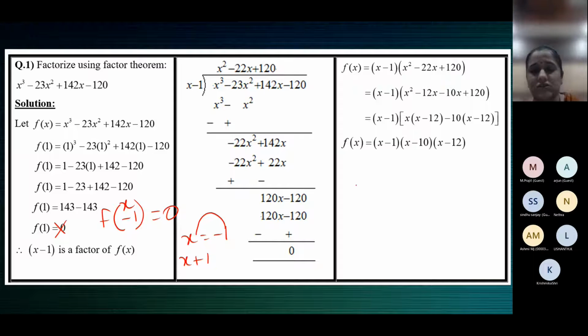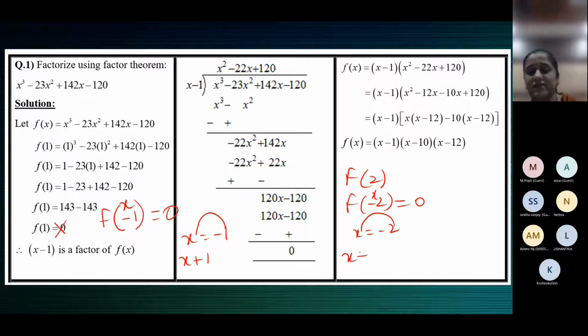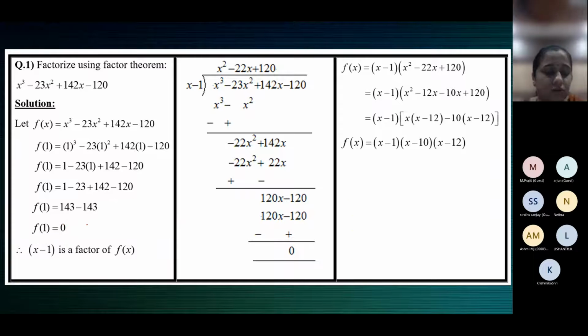Now, supposing f of minus 1 is also not 0, then try f of 2. Go ahead, f of minus 2, 3, minus 3, go on like that till you get 0 as the value. So supposing f of minus 2 is 0. So x is equal to minus 2 because in place of x, you've used minus 2. So when you take this side, you'll get x plus 2. So x plus 2 is a factor of f of x. So this is how we work. Now, since here, in the first shot, f of 1 is 0, we conclude that x minus 1 is a factor of f of x.